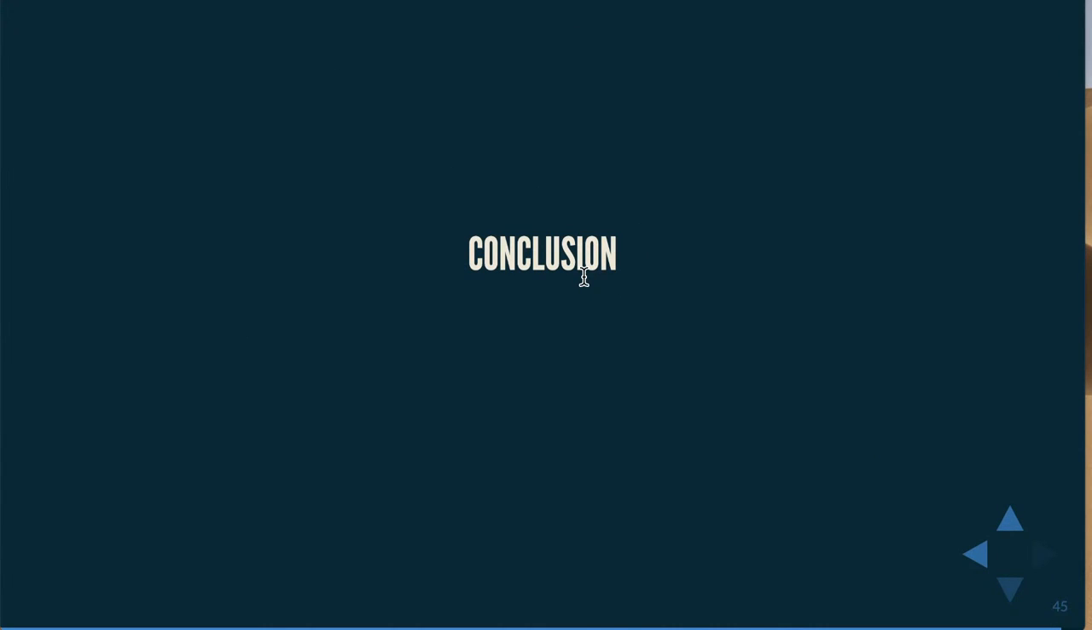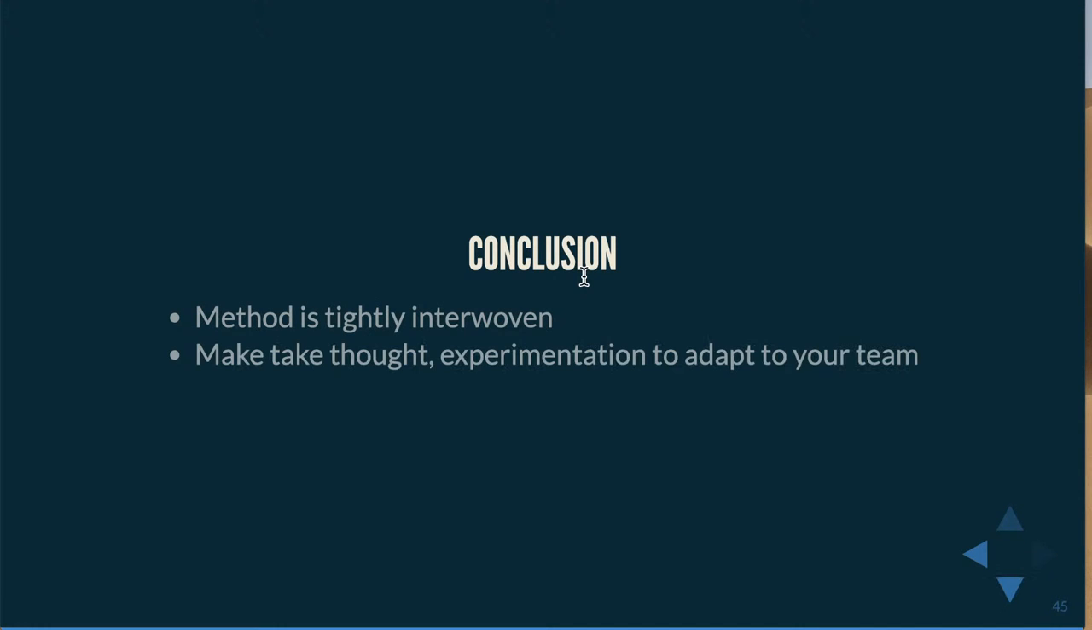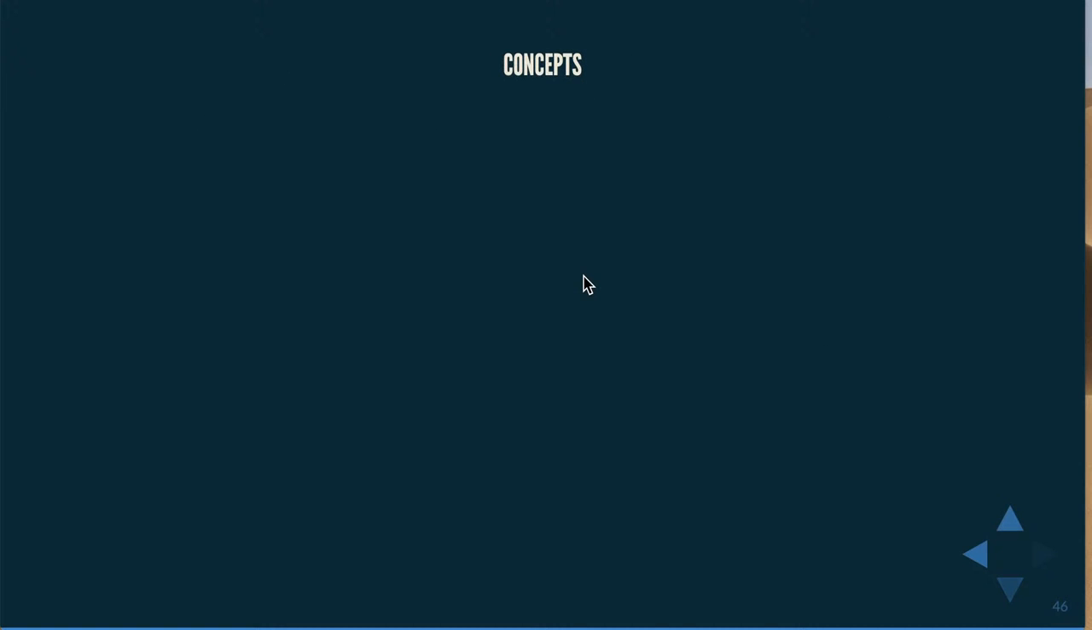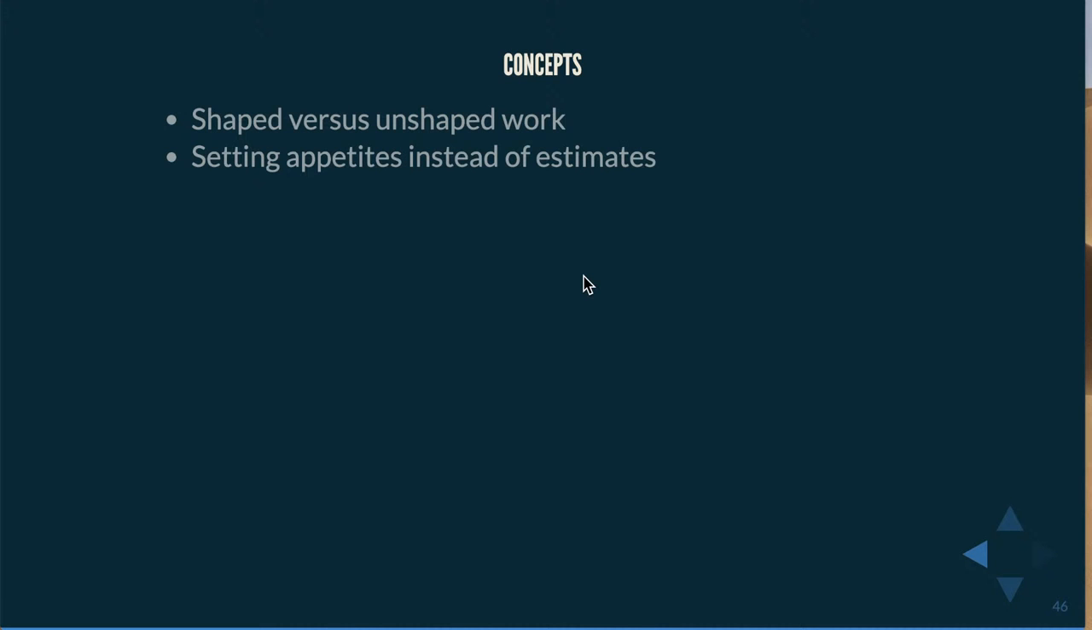So then we reach the conclusion of Shape Up. The method is tightly interwoven. It may take thought and experimentation to adapt it to our team, which is certainly the case. And these are the concepts we tried to present. Shaped versus unshaped work. They only work on stuff after it's been shaped. Setting your appetites instead of estimates, right? What do we have the appetite to build instead of can we do this much work?